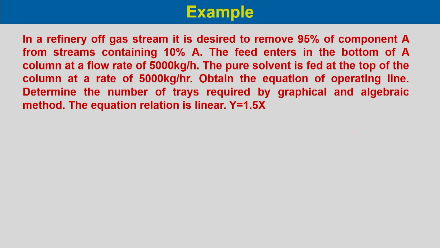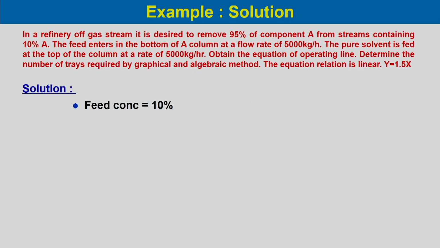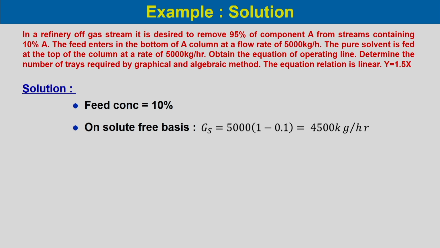The equilibrium relation is linear, that is y is equal to 1.5 x. So, it is a linear equation. Now, let us see the solution for this. The feed concentration is given as 10% of component A. Now, on a solute free basis, if we calculate Gs, it would be equal to 5000 into 1 minus 0.1. So, it is 4500 kg per hour. So, that is the Gs.